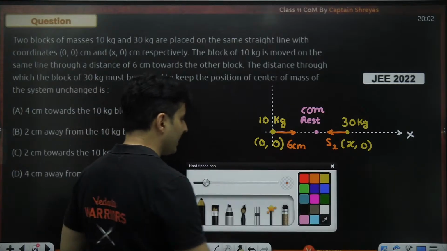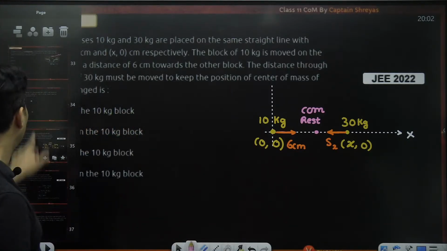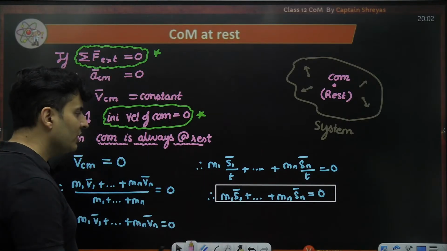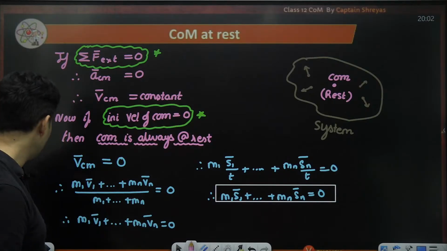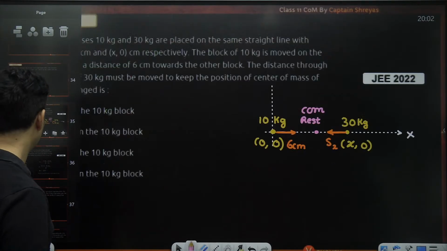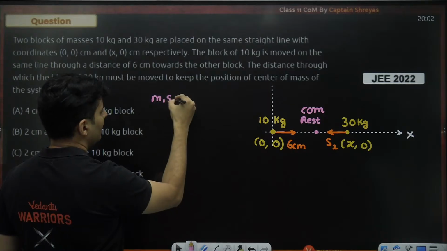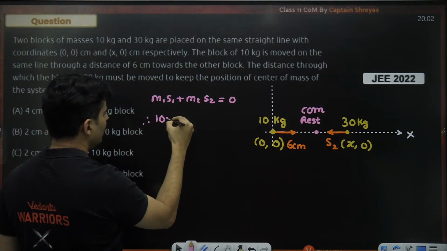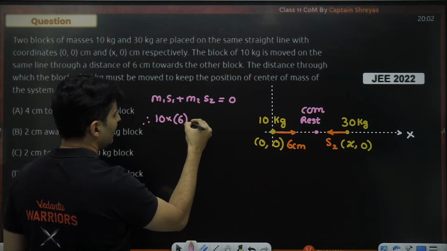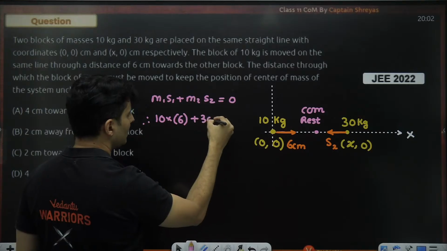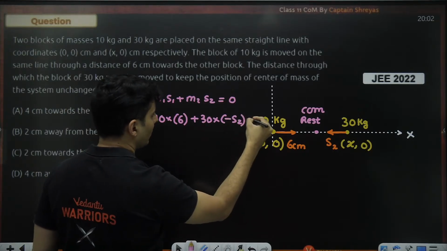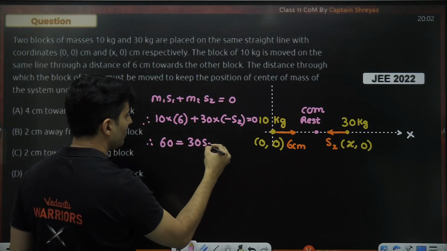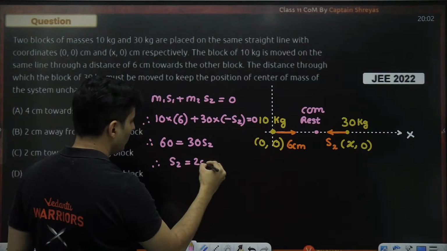The moment center of mass is at rest, I've just told you one famous formula. The moment center of mass is at rest, this equation holds true: individual mass into individual displacement, addition will be 0. Let's use that. So I can say M1 S1 plus second mass, second displacement is 0. First mass is 10 kilos, displacement is positive 6 because it's towards the right side. Second mass is 30 kilos, displacement is negative S2, equal to 0. Therefore, 60 on the other side will be 30 times S2. So therefore, S2 will be 2 centimeters.